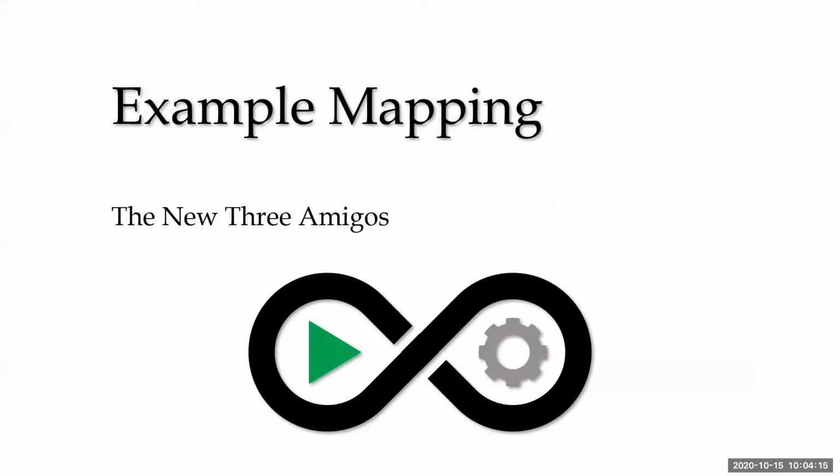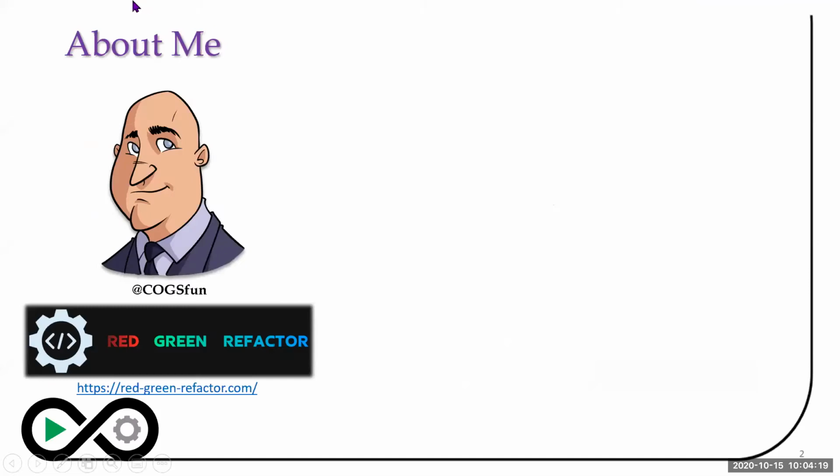So we have lots of custom hand-drawn images for you today. So doing things very special for you. So thank you to Example Mapping, the new 3 Amigos. As mentioned, my name is Thomas Haver. If after this session you'd like to reach out to me for further details, my Twitter account's CogsFun. You can also check out my team's website on DevOps and automation called Red Green Refactor.